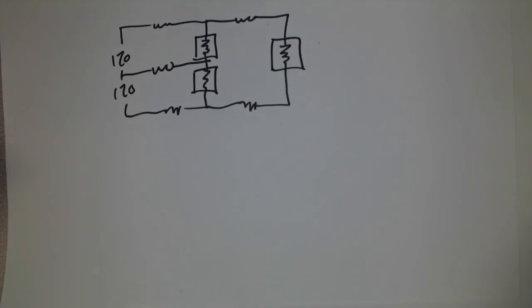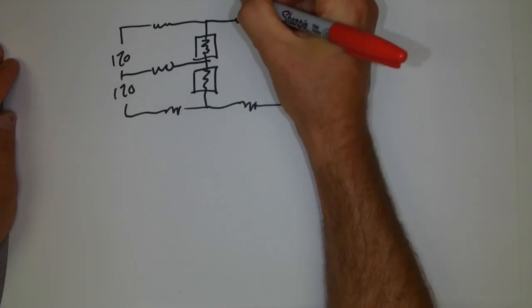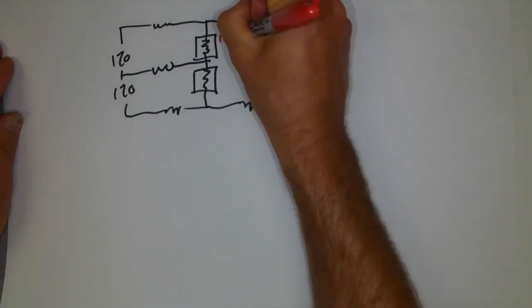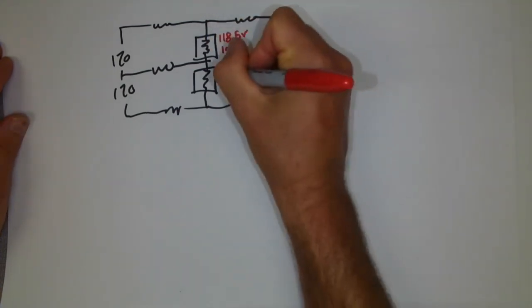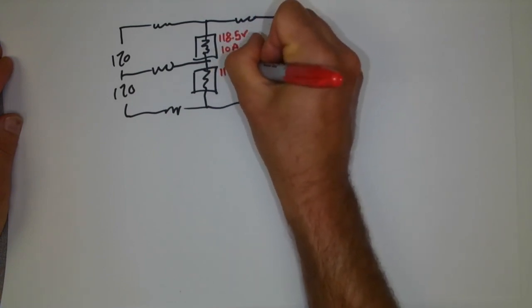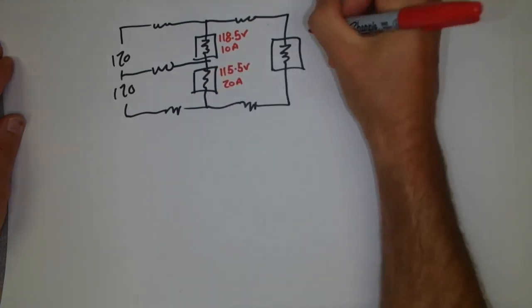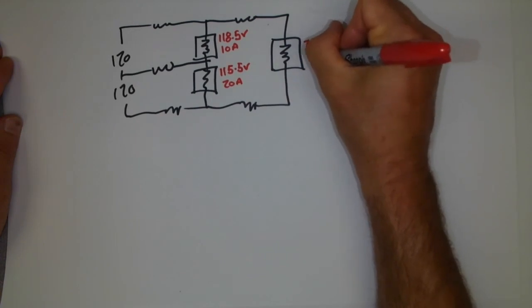Okay, so first things first, let's work out what the resistance is. This one here was 118.5 volts, and it had a current flowing through it of 10 amps. This one here had a voltage of 115.5 volts and a current flowing through it of 20 amps. And finally, this one had a voltage of 231 volts and a current of 15 amps.